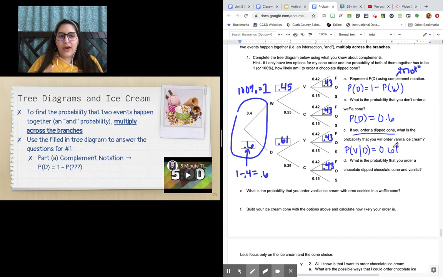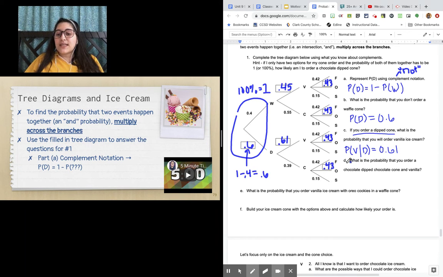Now, this is the tricky part and one of the key things that you need to know about tree diagrams. Tree diagrams represent events that are independent of one another, right? So we're assuming that this choice that I make doesn't necessarily affect the next choice or the probability in the next tier and the next tier and the next tier. So if you remember from the last video, when we're talking about and probabilities with independent events, you can multiply the probabilities of the individual events, and it will give you the and probability.